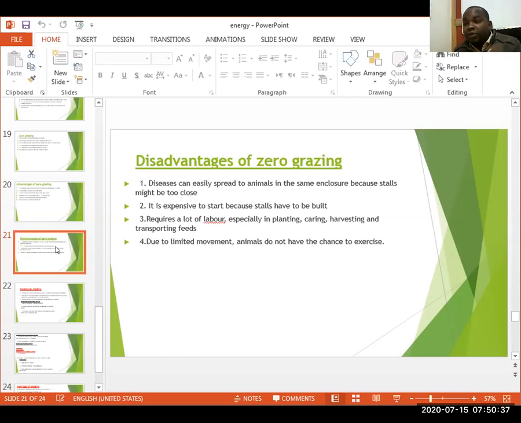We have types of animal feeds like the pasture, which comprises grass and legumes. Then number two, we have the fodder, which is grown by a farmer, harvested, cut, and given to the animal. And the fodder may include Guatemala grass and the Napier grass, sweet potato vines, among many others.